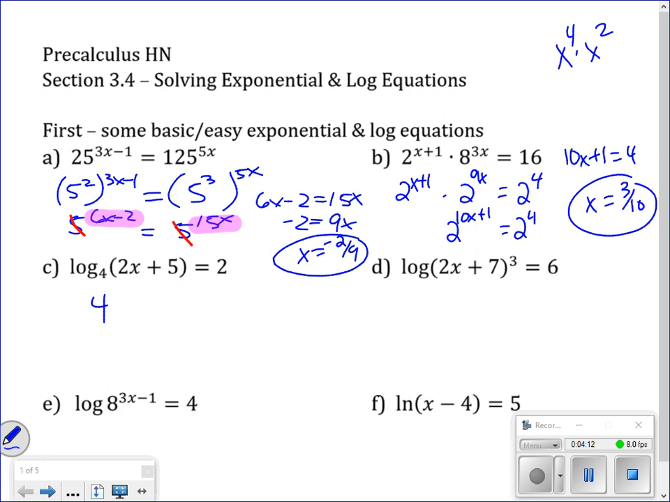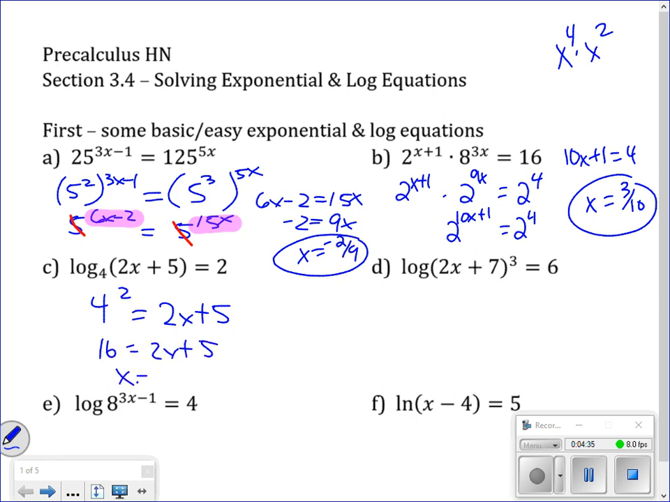4 to the 2 has to equal 2x plus 5, right? And then that's great because the log's gone. So you want to get rid of the log somehow. Either there's going to be a log on both sides and you drop it, kind of like we dropped the 5 in letter A, or you do it like this, change it to exponent form. All right, so we all know that that's 16 equals 2x plus 5.